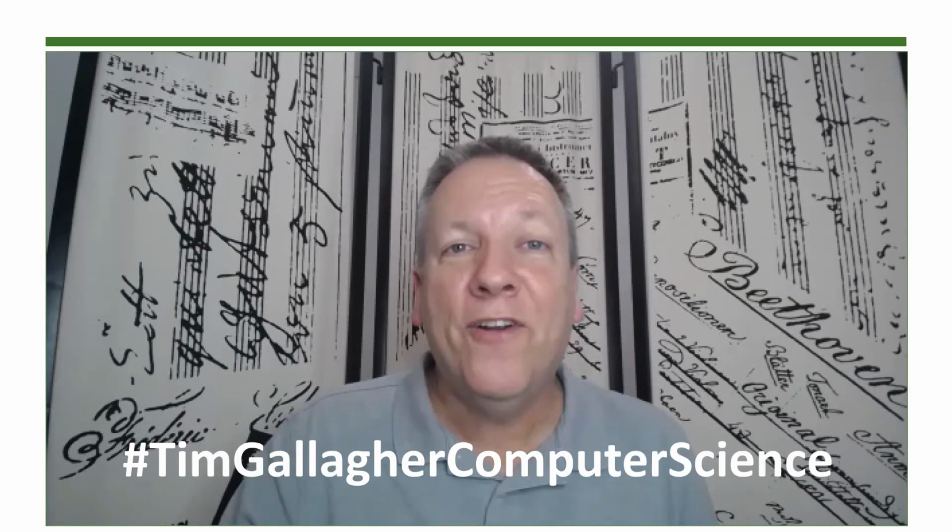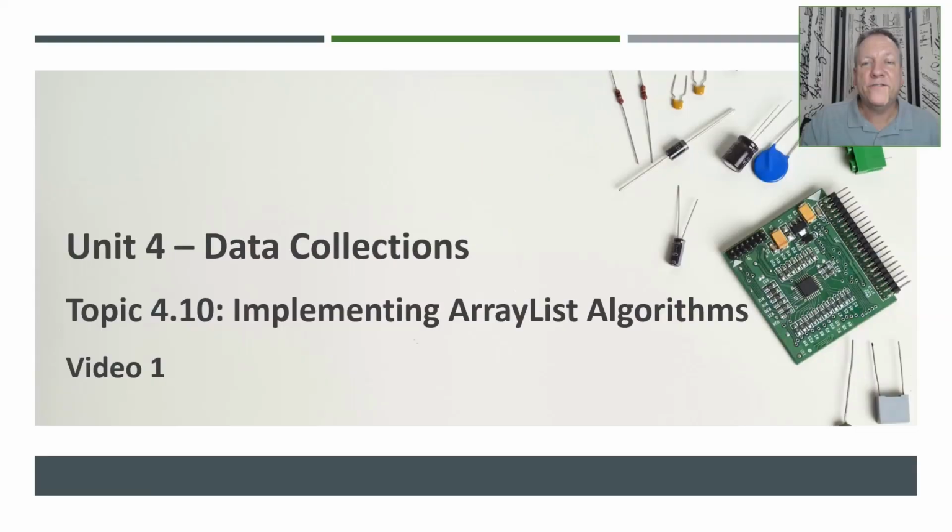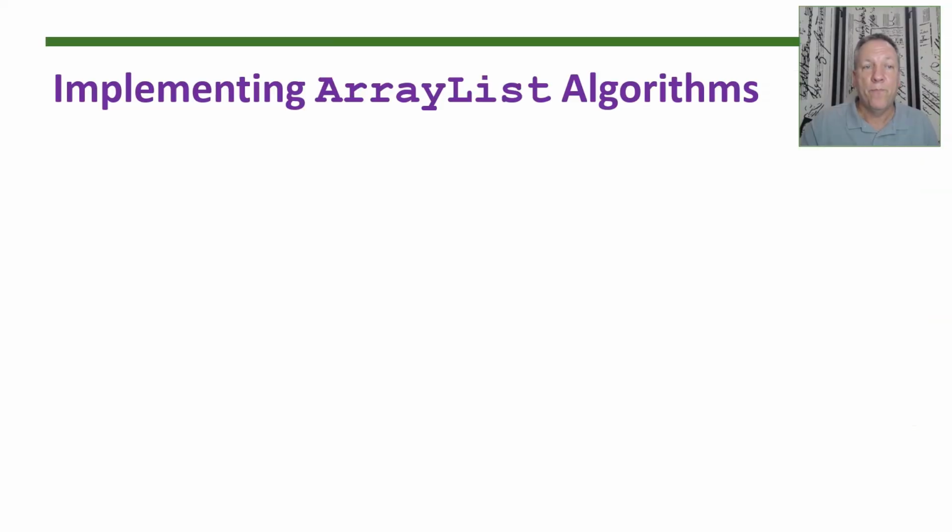My name is Tim Gallagher, and today we are going to be discussing AP Computer Science A topic 4.10, implementing ArrayList algorithms. In this first of two videos, we'll develop code for some standard and original algorithms and determine the result of these algorithms. Now, we have a lot of algorithms to cover. So for this video, we're going to focus on these three algorithms.